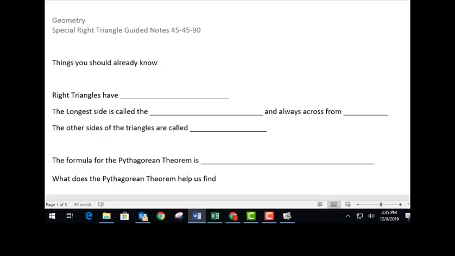All right, first let's go through a couple of basic things that you really should already know. In order to be classified as a right triangle, the triangle has to have some form of 90-degree angle in it, right? When we draw it out, it has to have this little box in the corner, meaning that that is a 90-degree angle.